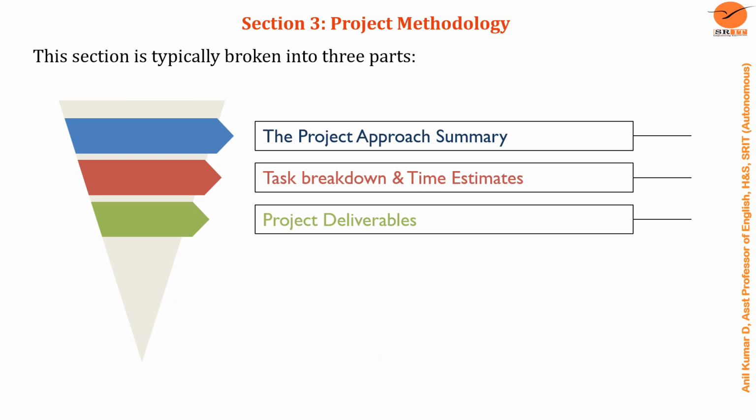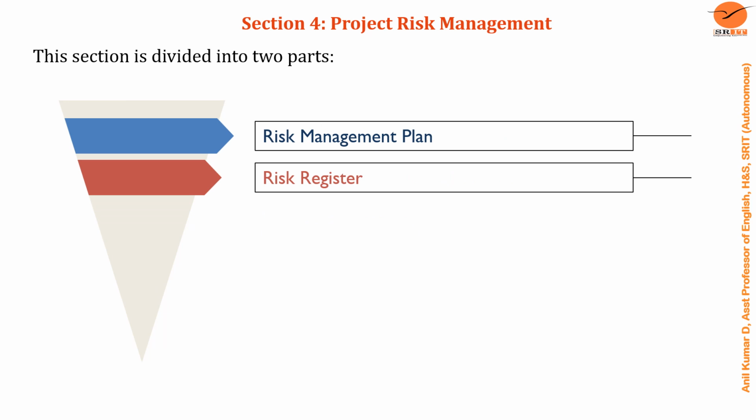And then section 3 is about project methodology. This section is typically broken into 3 parts. The first part is the project approach summary, and then the second part of your project methodology should be task breakdown and time frame estimations, and then the third one is the project deliverables. And section 4 is project risk management. This section you can divide while drafting the project proposal into 2 parts. One is the risk management plan and the other is the risk register.